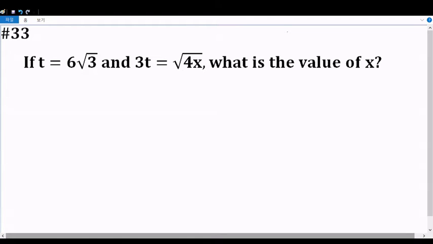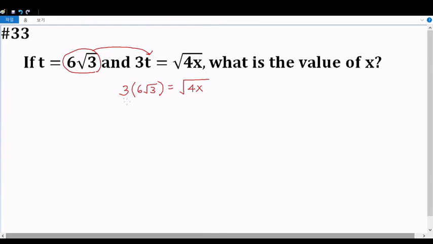Question number 33. If t is equal to 6 square root of 3 and 3t is equal to square root of 4x, what is the value of x? To solve for x, first we need to substitute 6 square root of 3 for t into 3t equals square root of 4x. Then we have 3 parentheses 6 square root of 3 is equal to square root of 4x.